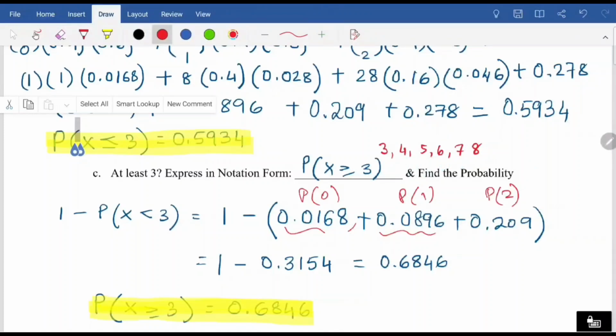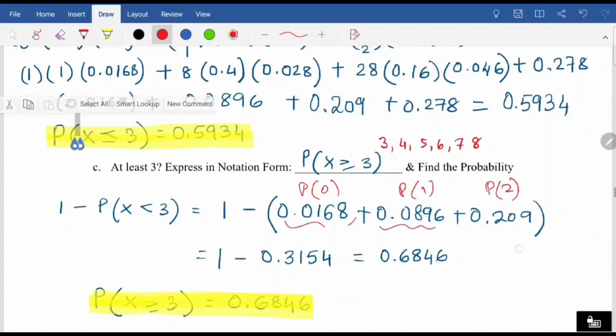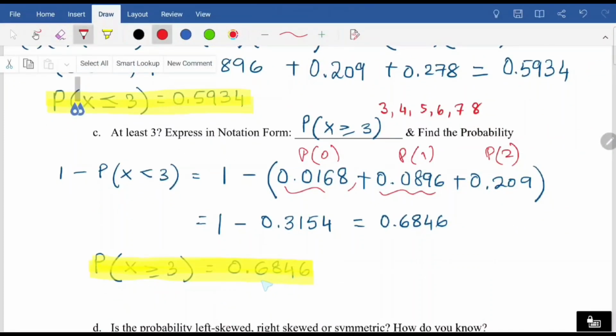So please go ahead and use the different rules that you learned on probability to make your life easy. There was a reason we went through all those rules, especially the complementation rules. The complementation rule is really very fast and saves a lot of work. So when we did this calculation, we got a probability value of 0.6846. So probability of at least 3, which is represented by the notation probability of x greater or equal to 3 is 0.6846 is what we found here.